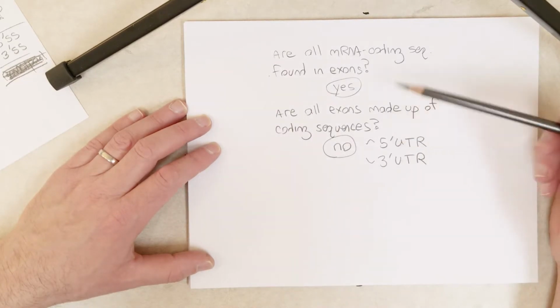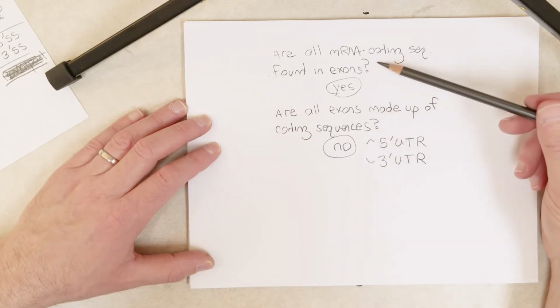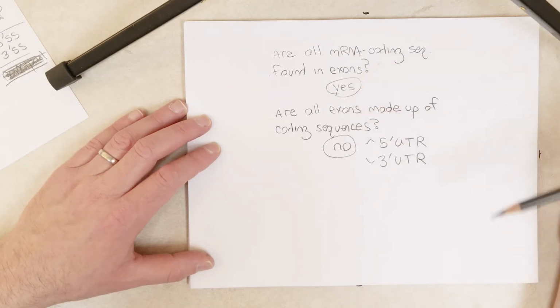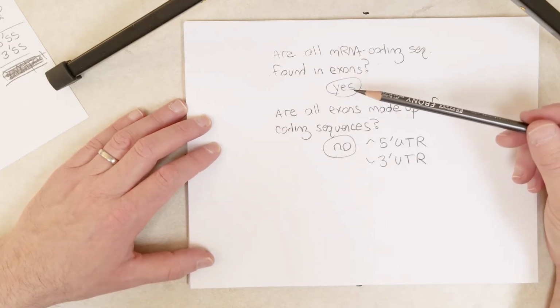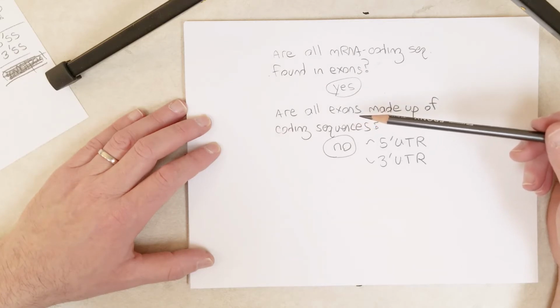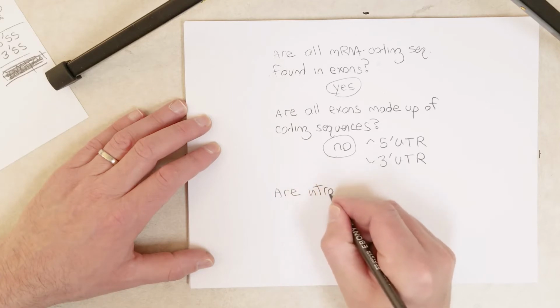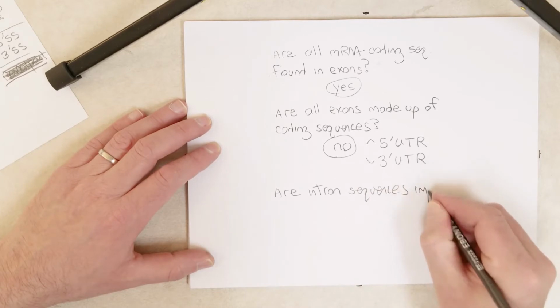So we can see how mutations in the 5' UTR and 3' UTR, or mutations in the coding sequence, could change the amino acid sequence of the protein. So mutations in the exons could alter the function of that messenger RNA or that protein after translation of the messenger RNA. So what about intron sequences? Are intron sequences important?